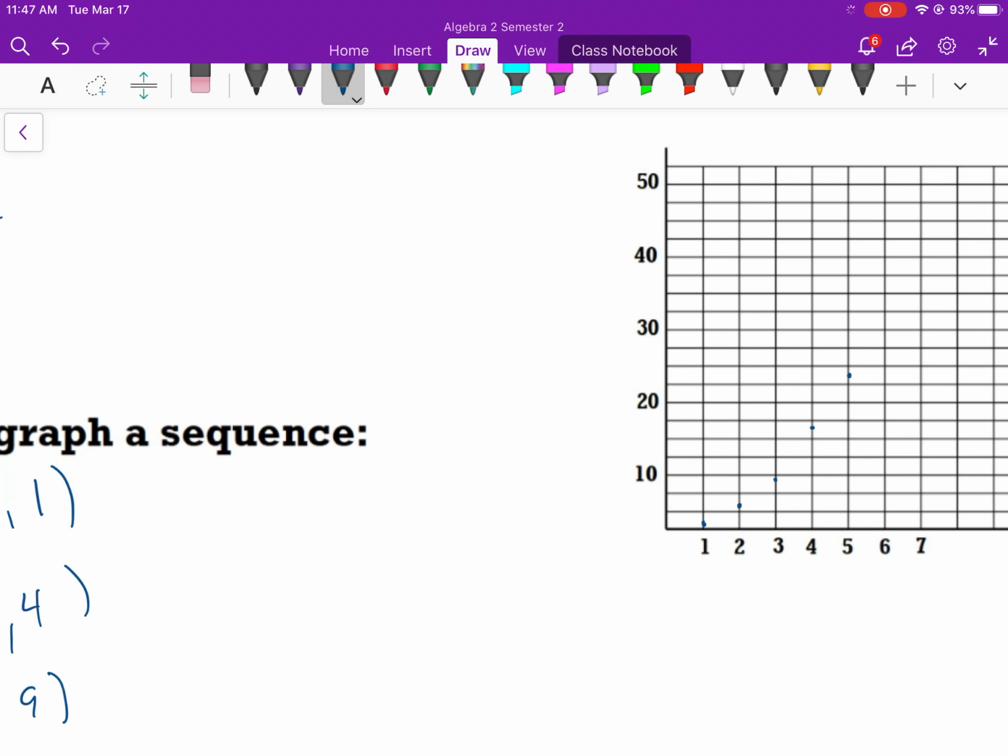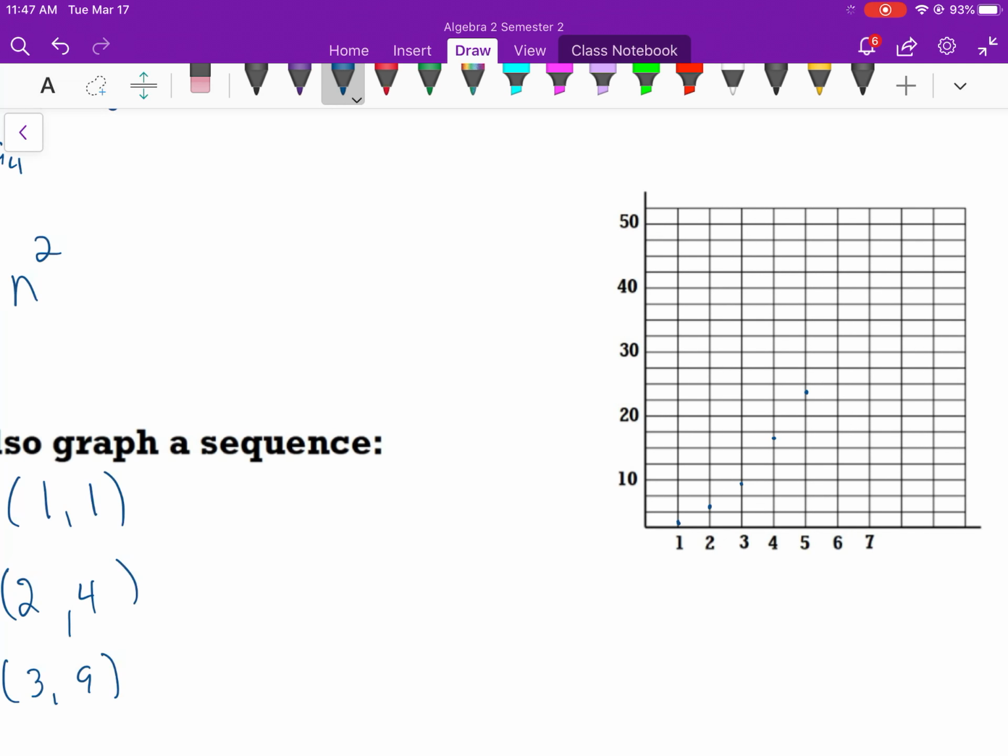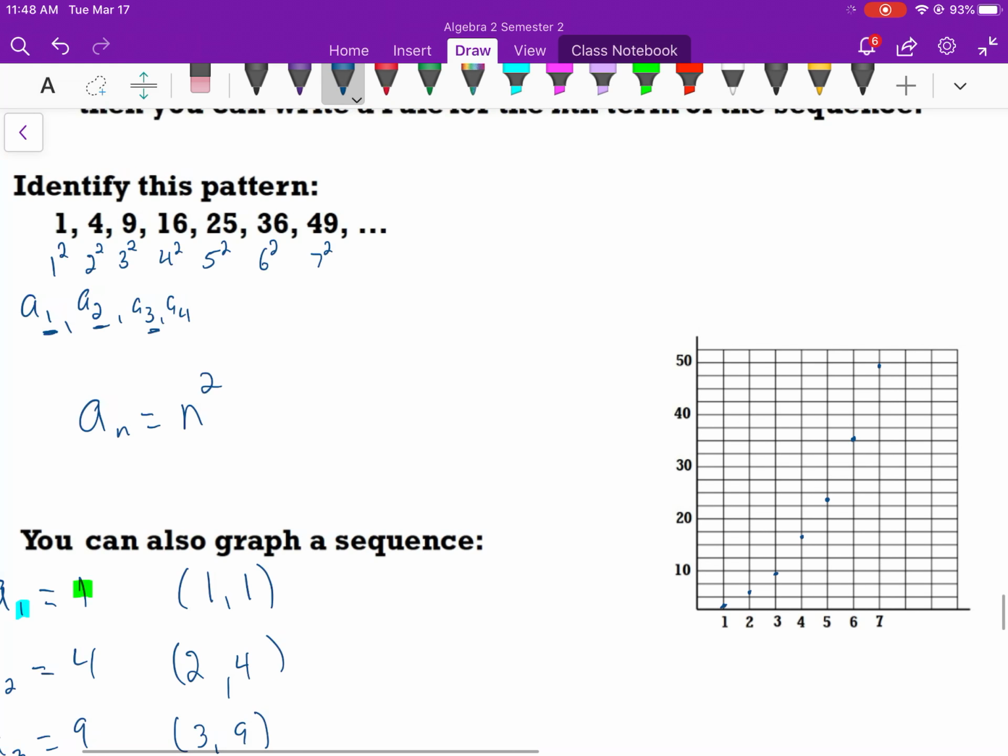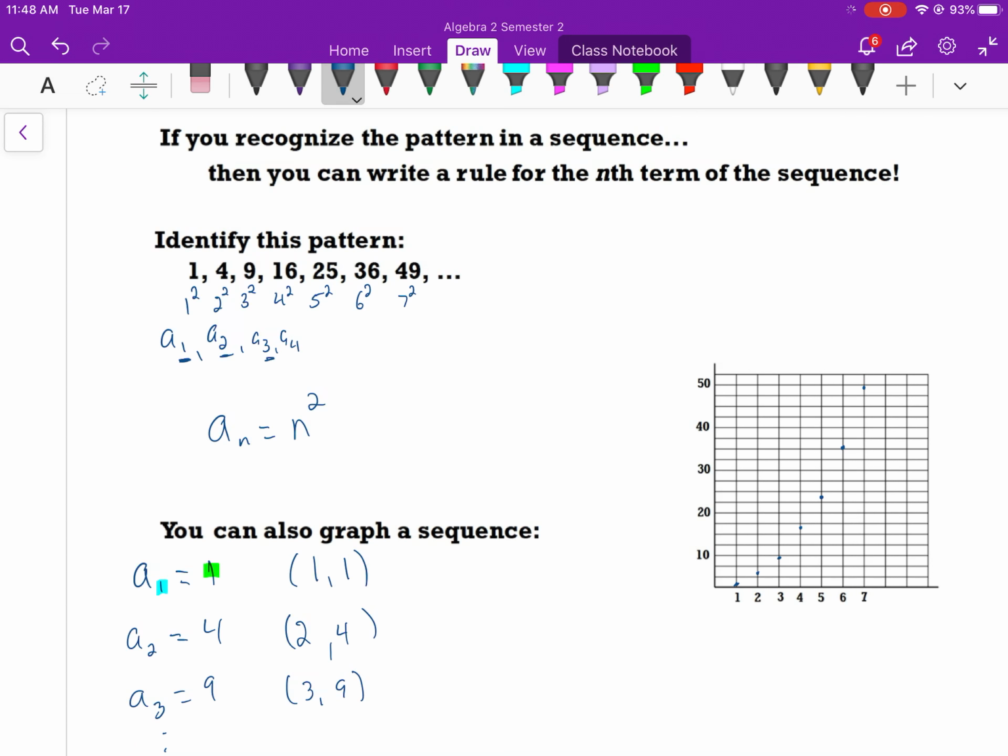Okay. Now, a lot of you will want to connect the dots. That is not the case. It is just a matter of plotting those points. And if you notice, it's going to look like half of a parabola, which makes sense because n squared is a quadratic. The graph of a quadratic is a parabola.